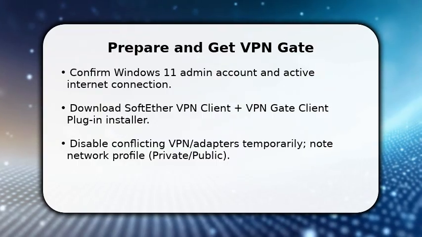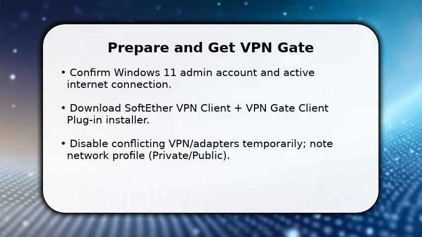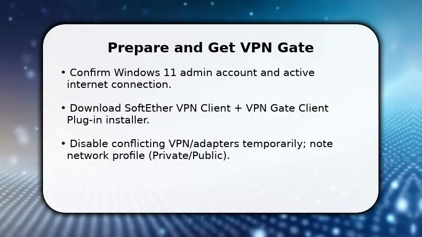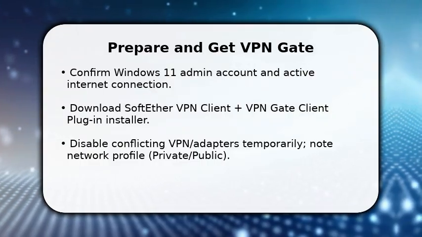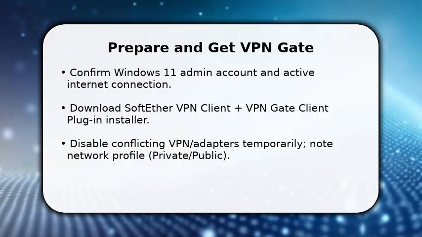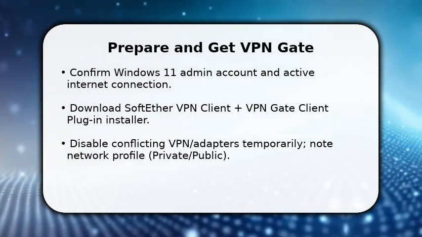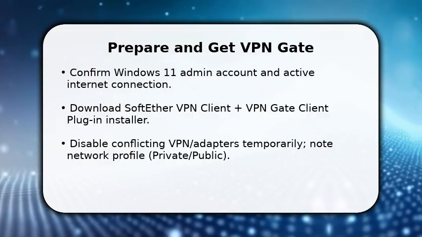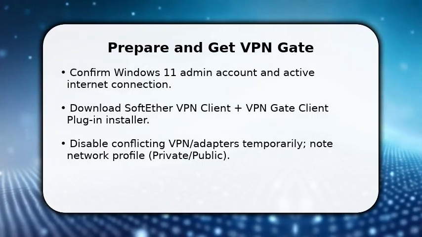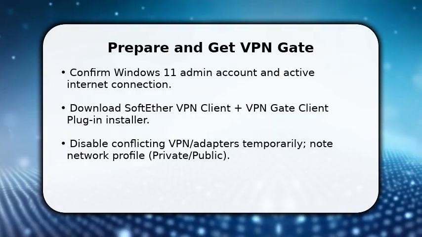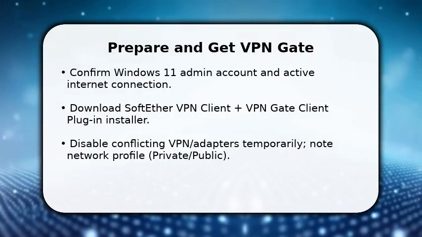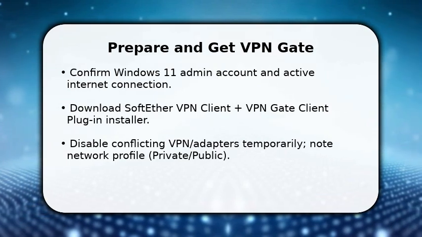You start by running the installer as admin. This is necessary so drivers and TAP adapters install correctly. Once the SoftEther VPN client and the VPN Gate plugin finish, open the SoftEther Manager. Make sure to allow the TAP driver when prompted and set your network profile to private for troubleshooting. While you install, close other VPN apps and any virtual NICs. Once done, you'll be at the client main window, ready to add a VPN Gate connection entry.